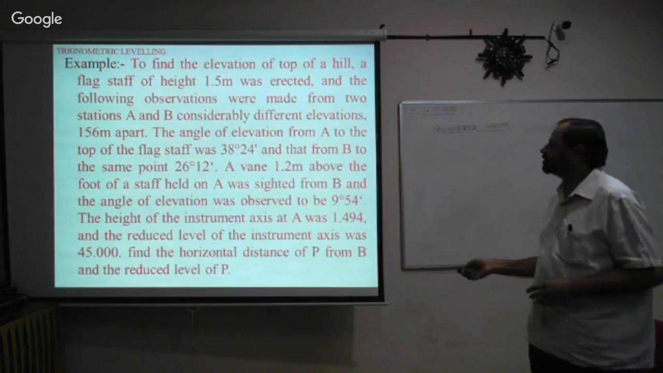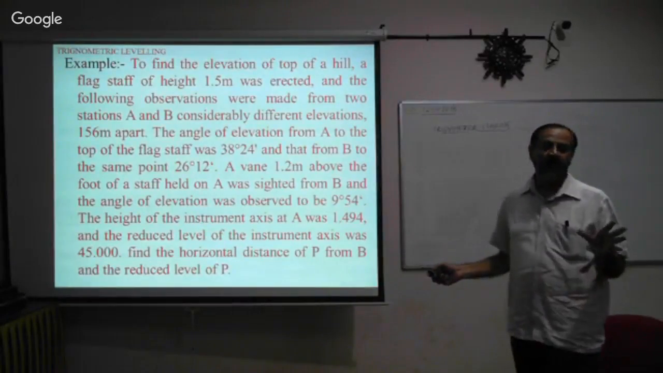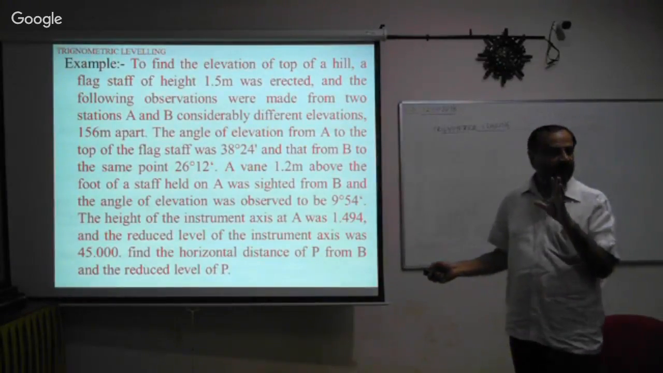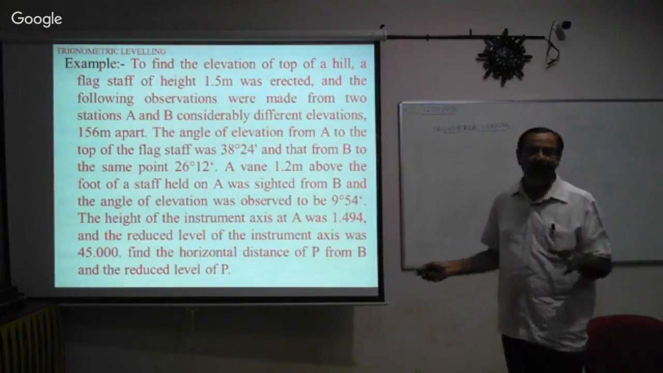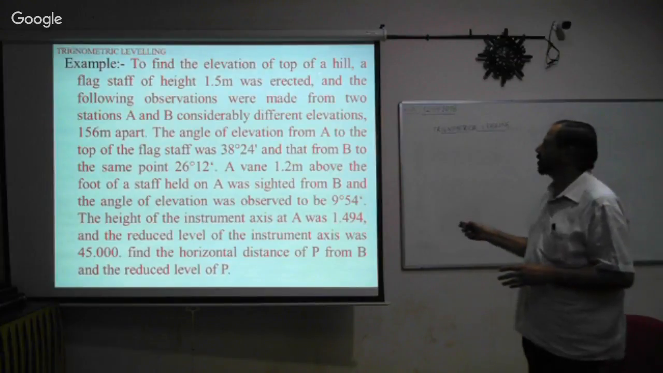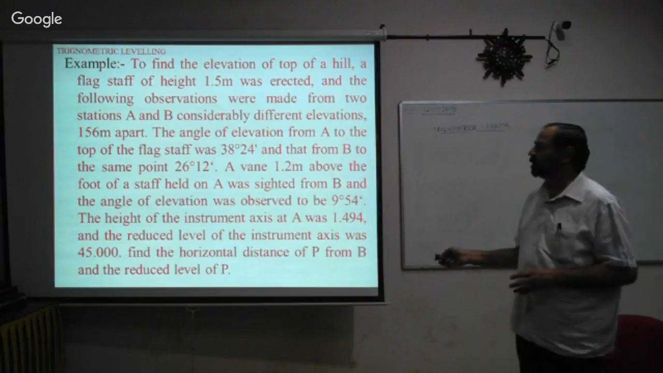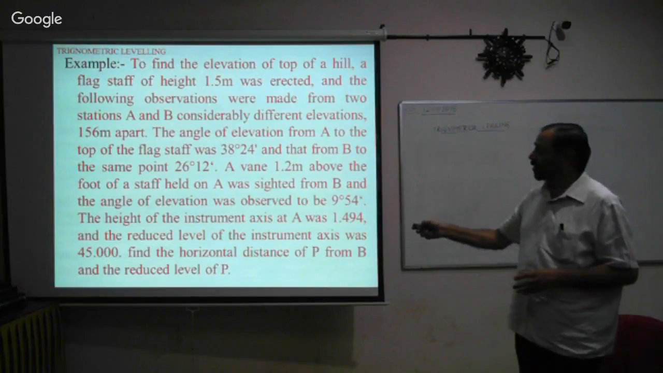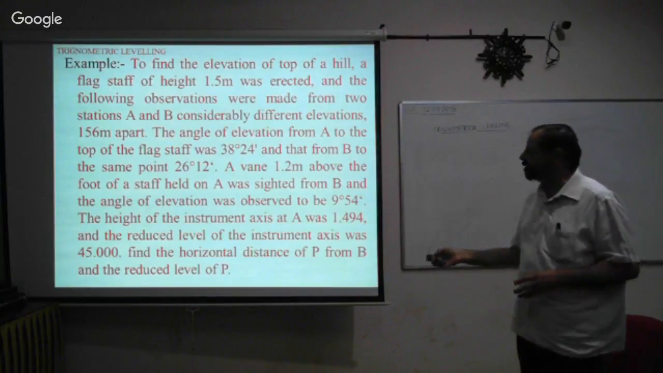And similarly, now we will have one more problem. Please read the problem carefully before calculating or before doing any action. First, read the given problem carefully. I have prepared a diagram for the given problem. In the next slide, I will show you.